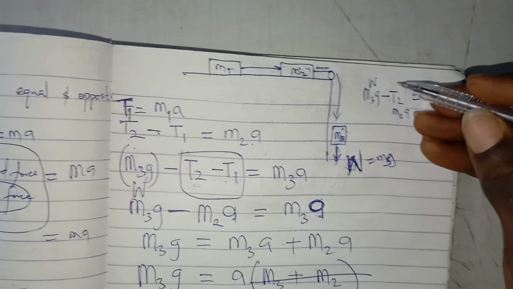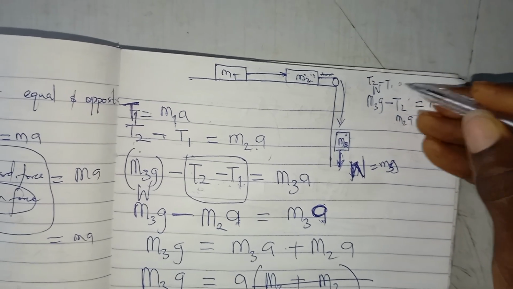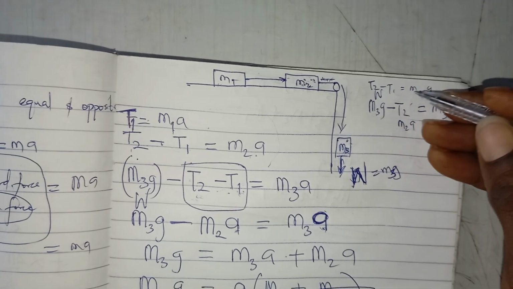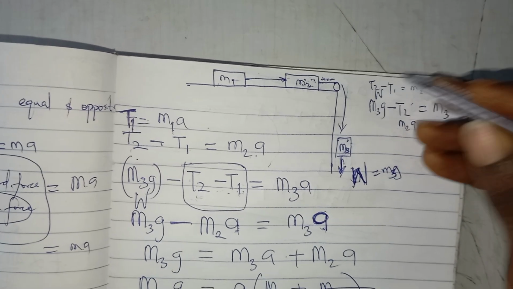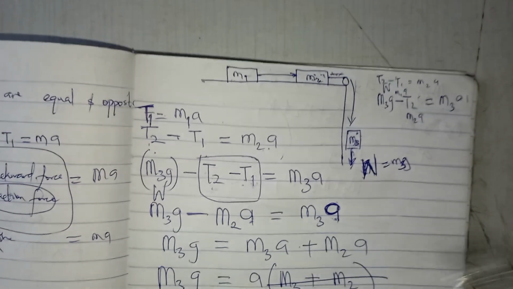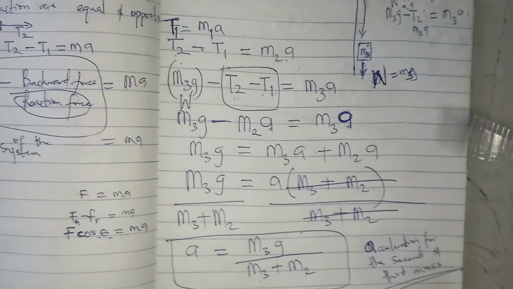Now for T2 minus T1 is equals to M2A. When you make it such a formula, it becomes this one is equals to M1A. So what I'm trying to say is, because we did this argument in class, that's why I had to show it here.